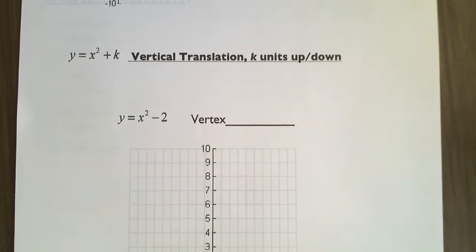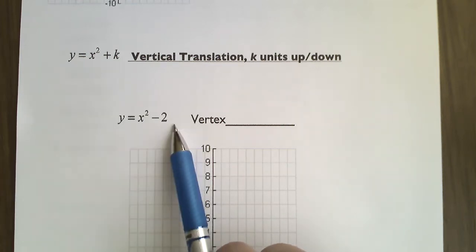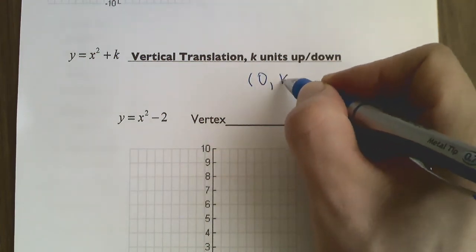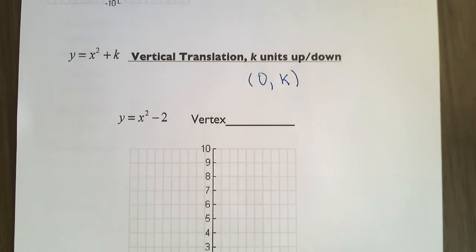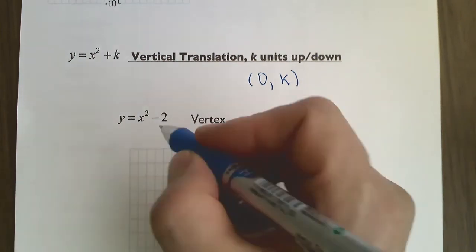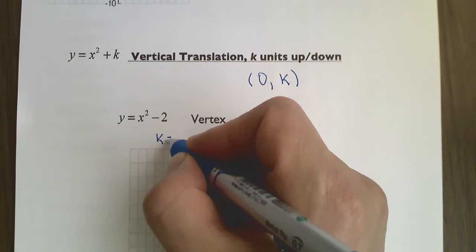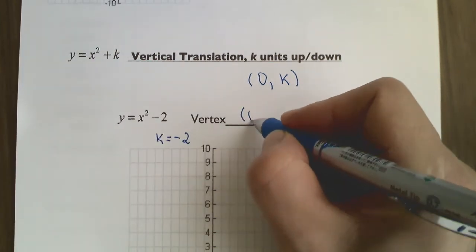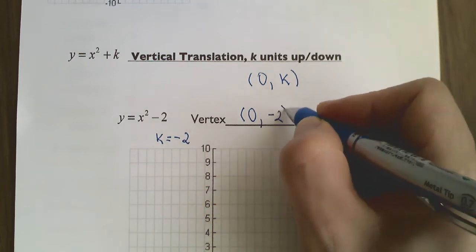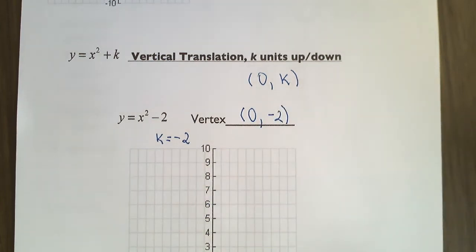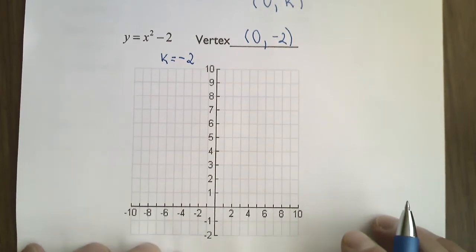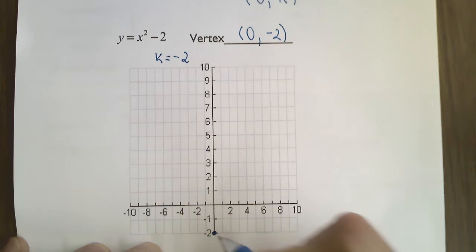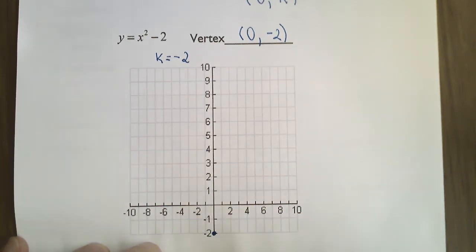I know that in general, the vertex is (0, k), so I need to find out what the k value is. Looking at the equation, I can see that the k value is equal to -2. Therefore, the vertex will be at (0, -2), and this is my starting point. So I will go to my graph, locate the vertex at (0, -2), and then I'm going to use the step pattern.